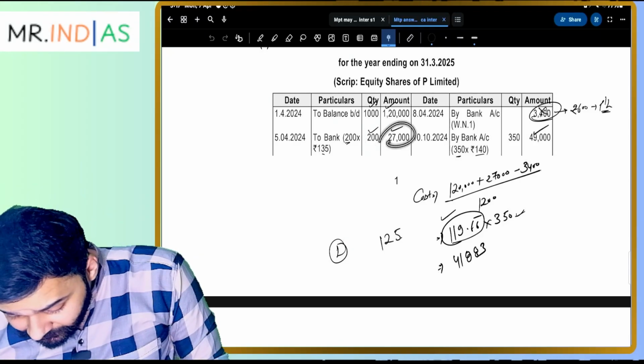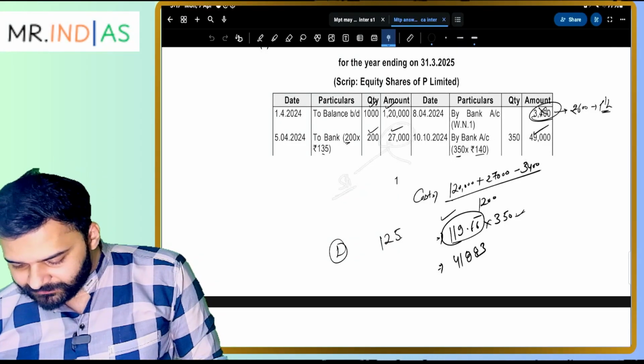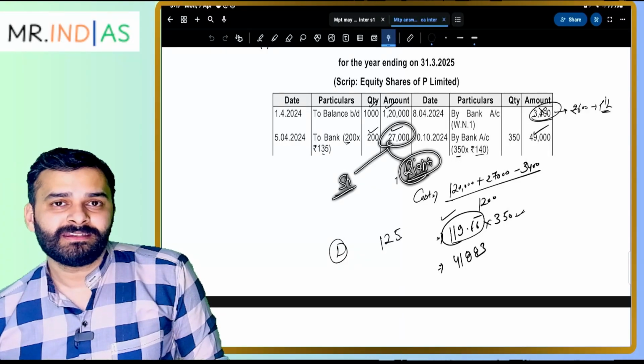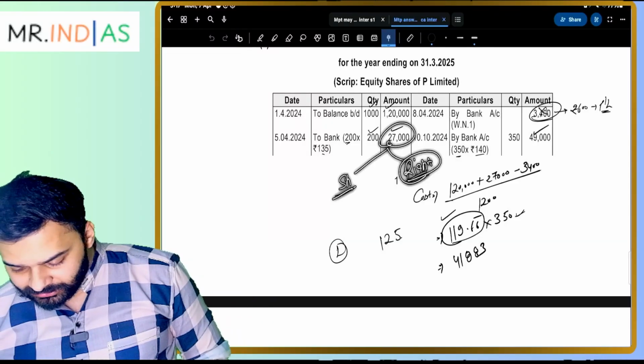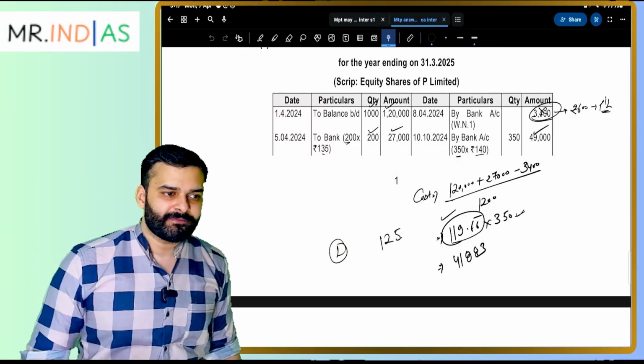Now this 27,000 has two elements. He paid for two things. One is the share and one is the right, right as in the right to get the additional share at a discounted price. He also paid for that amount in that 27,000. Okay.